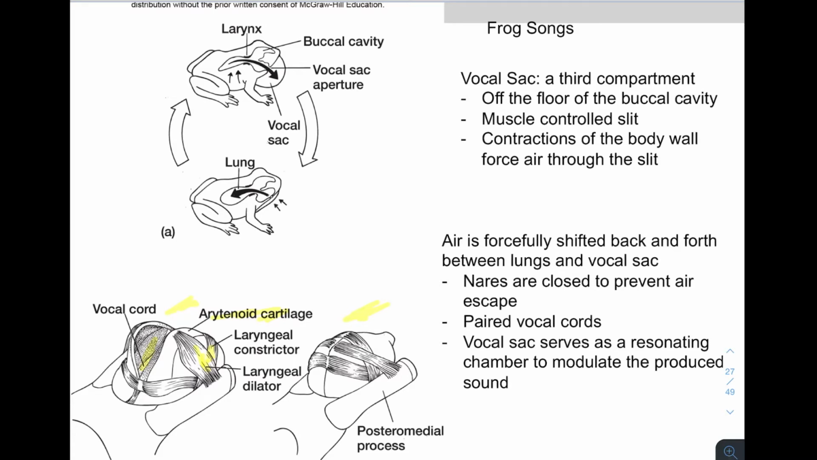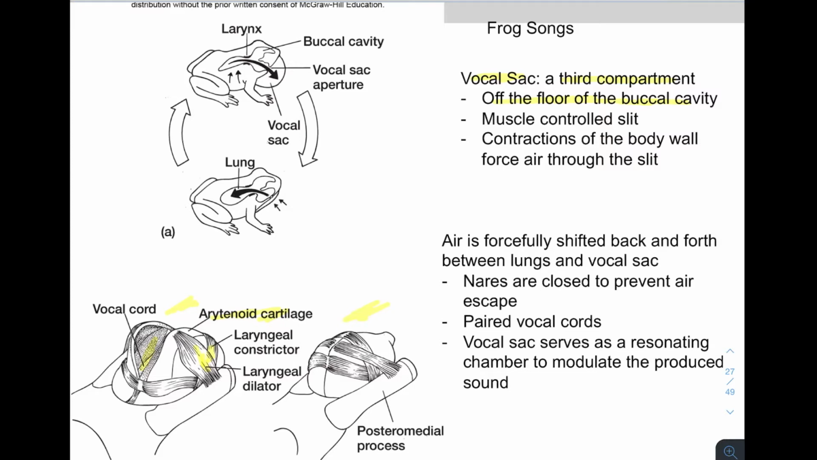Even though both males and females are going to have vocal cords, only males are going to have resonating vocal sacs. And these vocal sacs comprise a third compartment. We talked about the buccal cavity and the thoracic cavity where the lungs are, but now we have yet a third compartment. So this is going to be right below the buccal cavity, or off the floor of the buccal cavity.